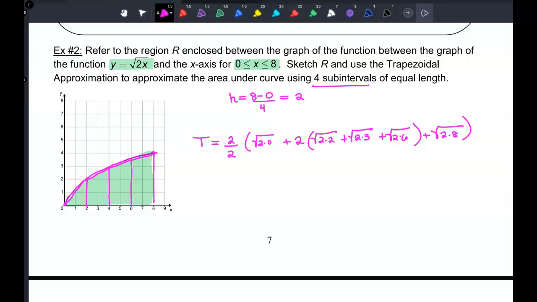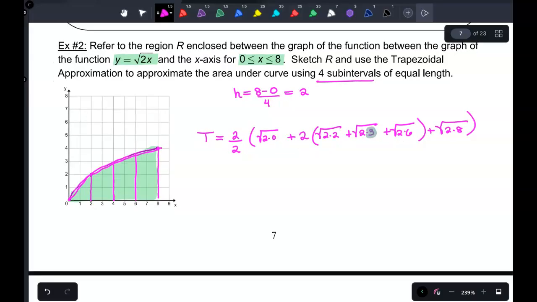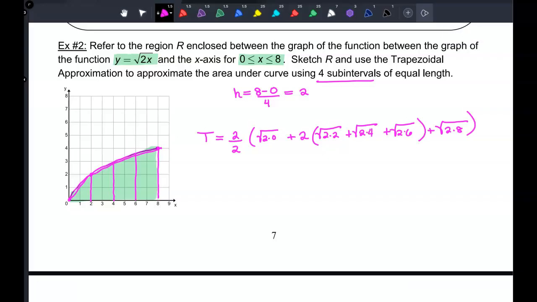Why is it not 4? 2 times 3. Oh, that should be 4. I'm sorry, that was a mistake. Okay, all right, now let's simplify this. Well, this is just 1, so that's not going to change anything. This is 0. So I have 2 times 2 plus 2 root 2 plus 2 root 3 plus 4.